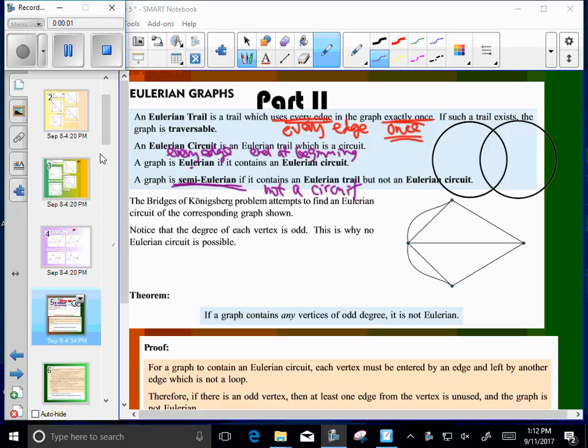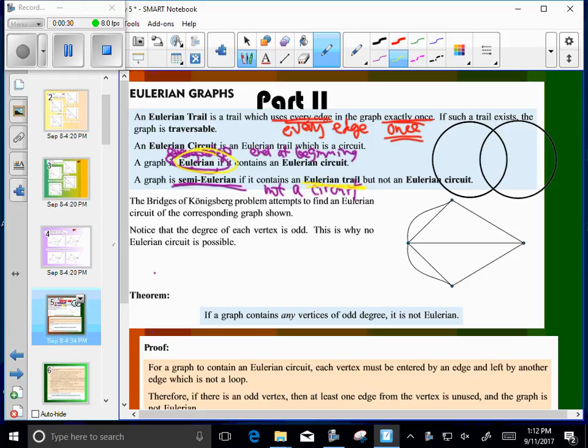This is part 2 on graphs having to do with Hamiltonian and Eulerian circuits. We just looked at some different types of paths and trails, but Eulerian means every edge is met once and only once. If you end up back at the beginning, it's called an Eulerian circuit, or we just call it Eulerian. And then if you end up somewhere else and it's not a circuit, it's called an Eulerian trail.